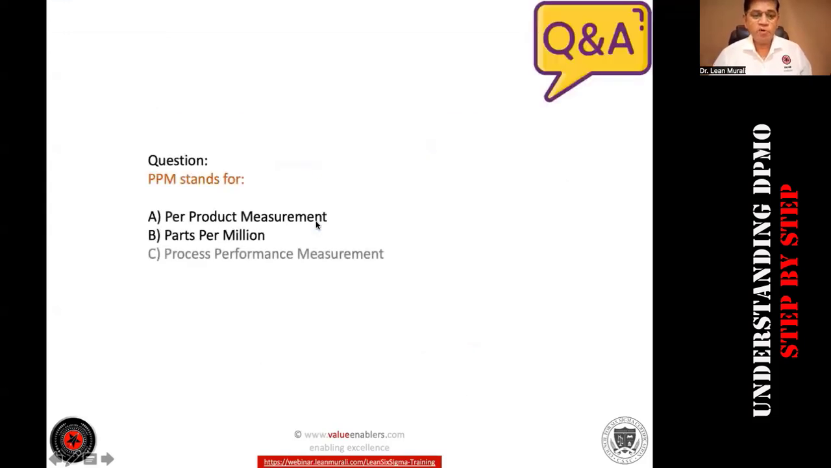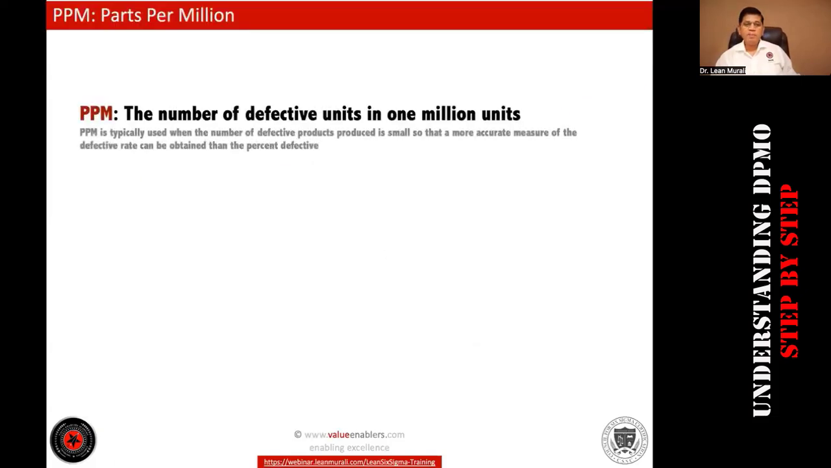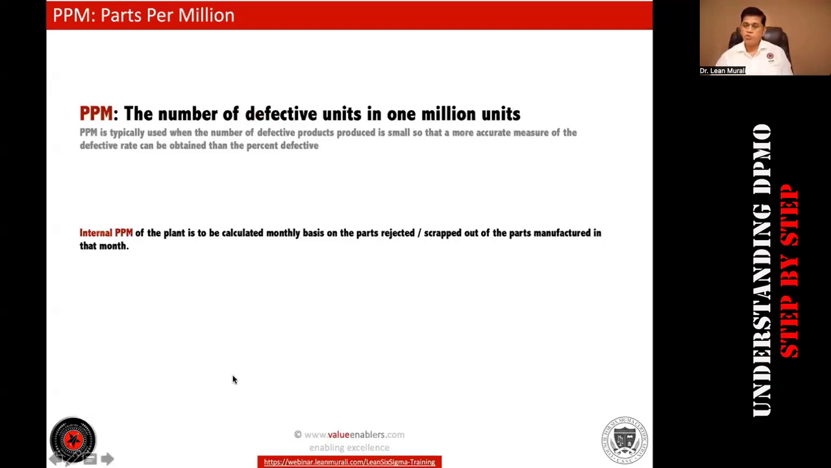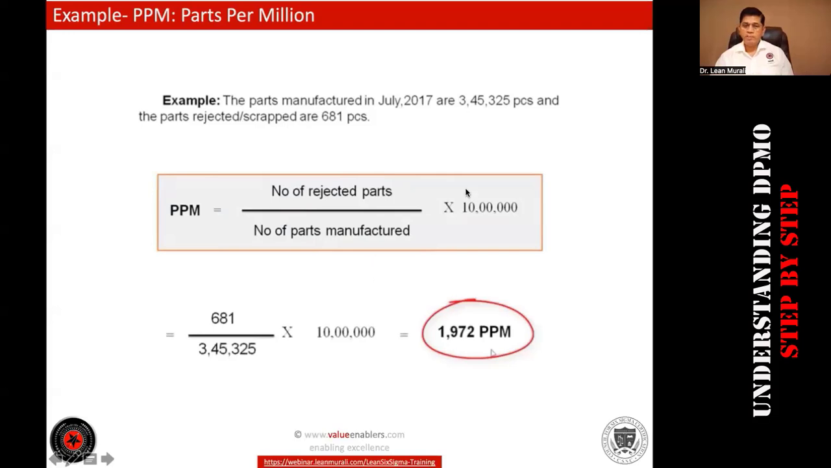So what does PPM stand for? I think all of you know this answer, right? Parts per million. So this is a straightforward answer. Parts per million is per 1 million parts, and that's an internal metric that people generally use. Example: parts per million is the number of rejected parts divided by the number of parts manufactured times 10 power 6. Suppose 681 divided by a total of 35,345 parts, multiplied by 10 power 6, just to scale up the number.